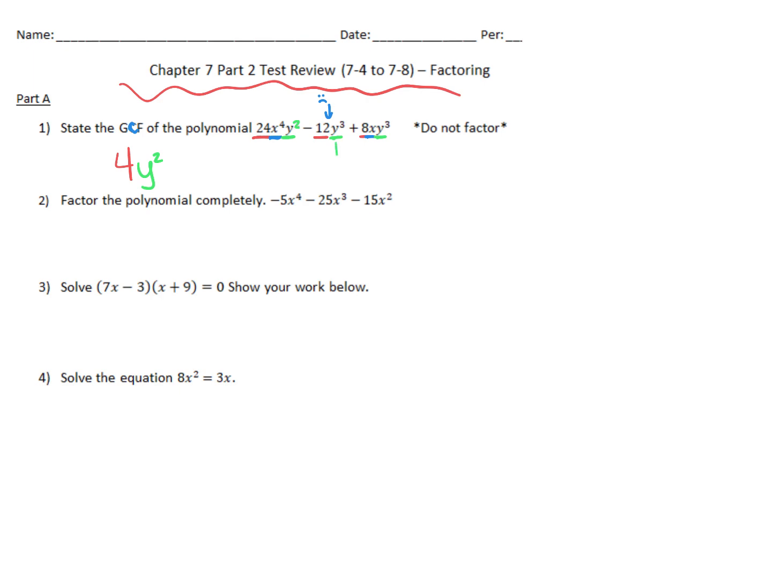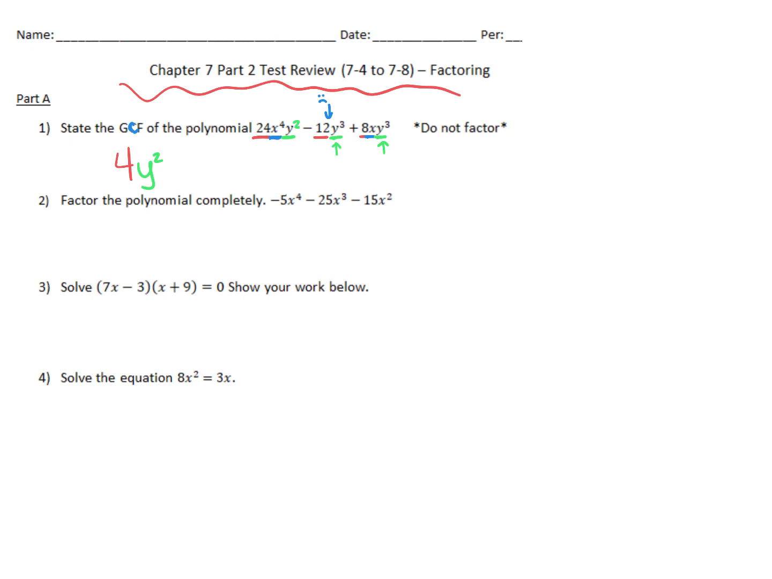The second term has a little bit more than a y squared. It's got a y cubed. And the third term also has a y cubed. So at the very least, they all have a y squared. So our GCF is 4y squared because every term is evenly divisible by 4 and also y squared.